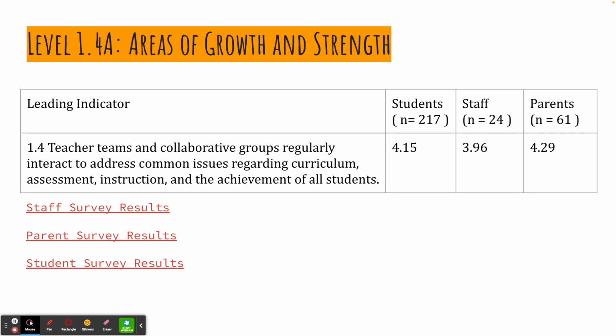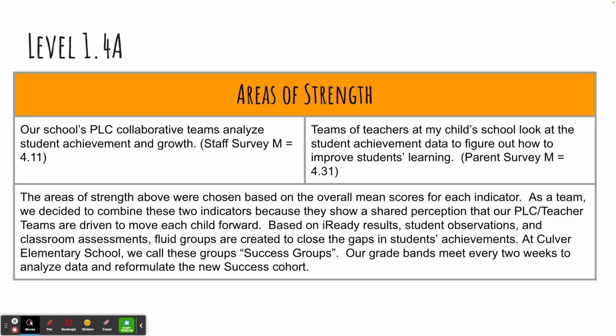24 staff members responded to this indicator with a mean of 3.96. 61 parents responded to this indicator with a mean of 4.29. Some of the areas of strength include: our school's PLC collaborative teams analyze student achievement and growth. Teams of teachers at my school look at the student achievement data to figure out how to improve students' learning. The areas of strength above were chosen based on the overall mean scores for each indicator.